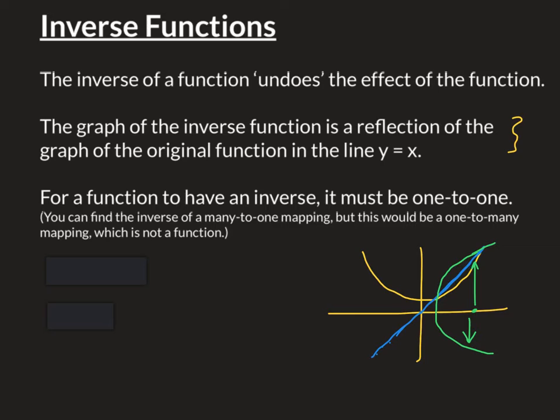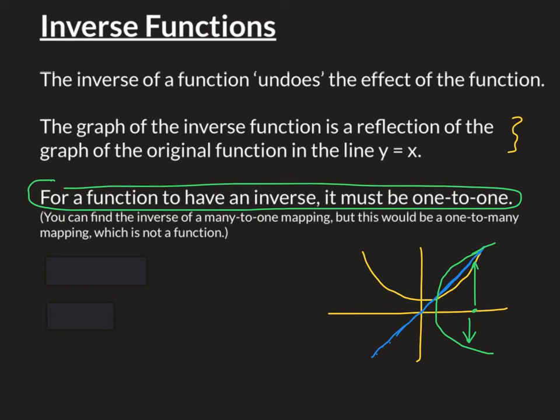So important, keep it here, and it might just be a 1 mark question, like for example, why doesn't it have an inverse? Something along those lines. So for a function to have an inverse, it must be 1 to 1.